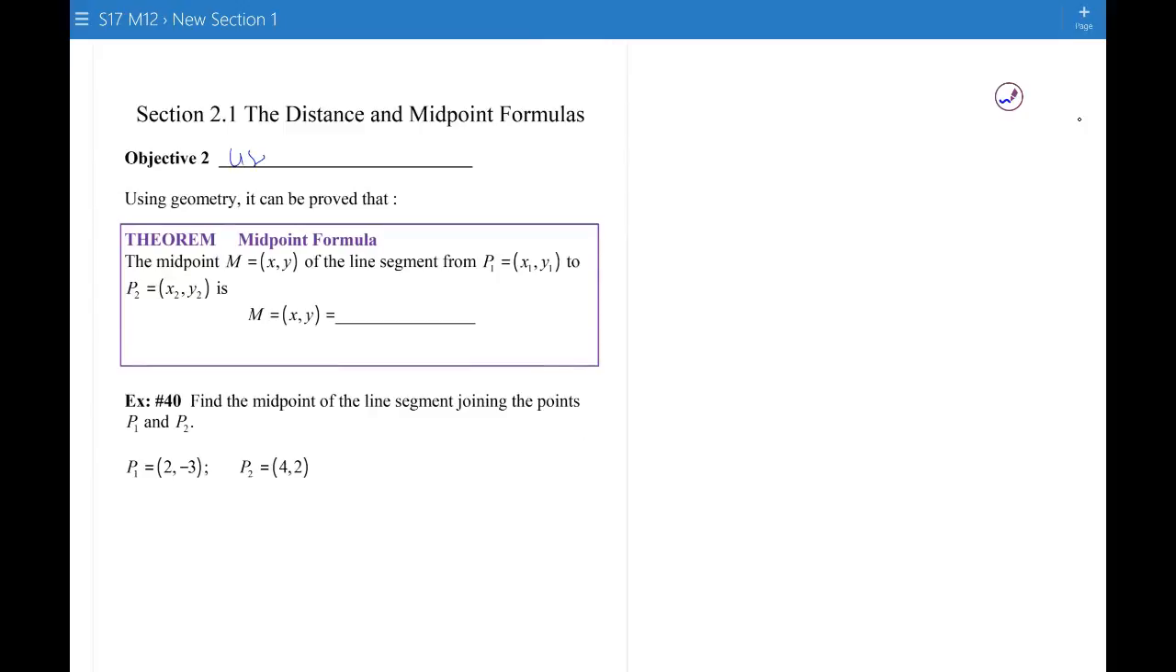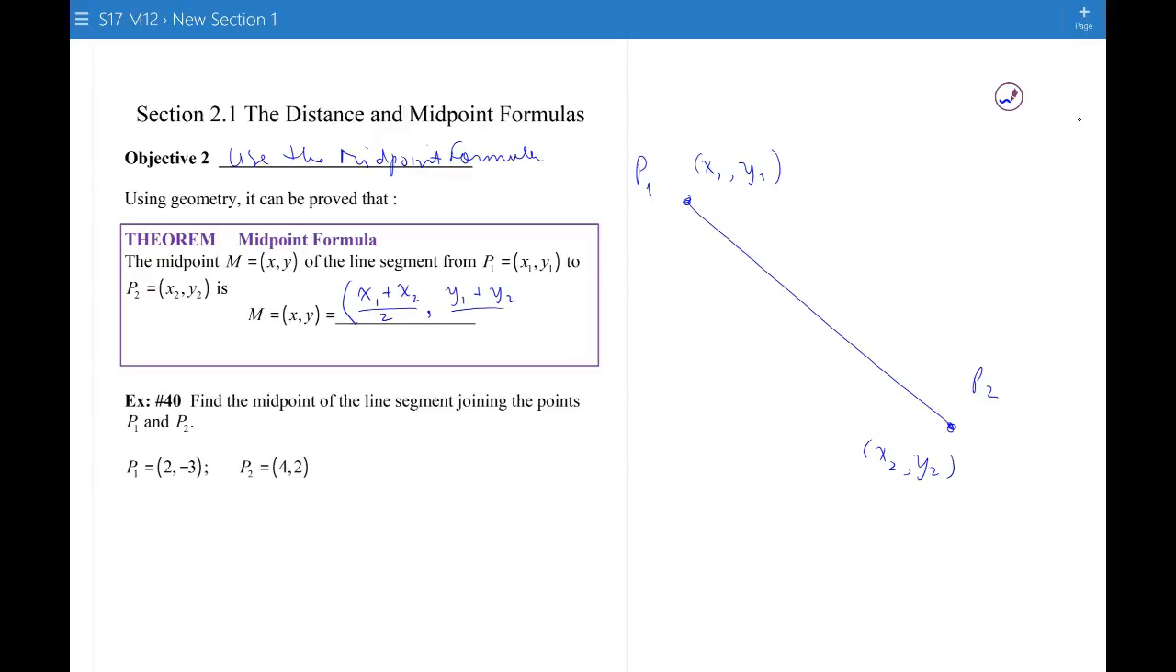And then objective 2 is use the midpoint formula. Using geometry, which you may or may not have, and it's fine either way, it can be proved that if you want to know where the middle of a line segment is, where this is point 1 that has coordinates x1, y1, and this is point 2 that has coordinates x2, y2, then the midpoint is the mean, or the average, of the x-coordinates as the first coordinate of the middle, and the mean, or the average, of the y-coordinates as the y-coordinate of the point in the middle.